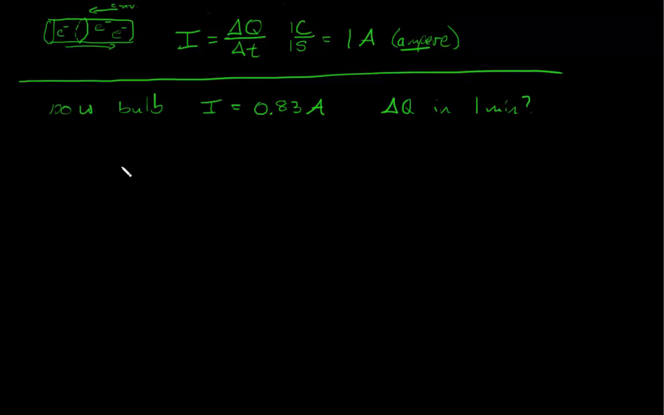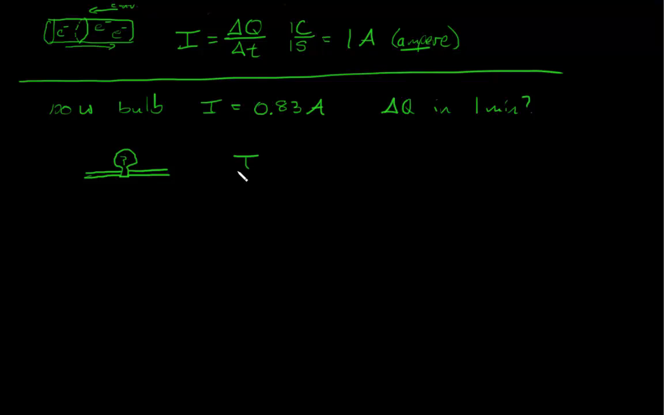So we have a light bulb. Let's see. There's a light bulb. Looks like a skull. Okay. So we have a light bulb, and we're going to have some current flowing through it. So we have some electrons coming in, passing through the filament, heating up the filament, and then passing out the other side. And that's determined by the 0.83 amps. And so the question is, how much charge?